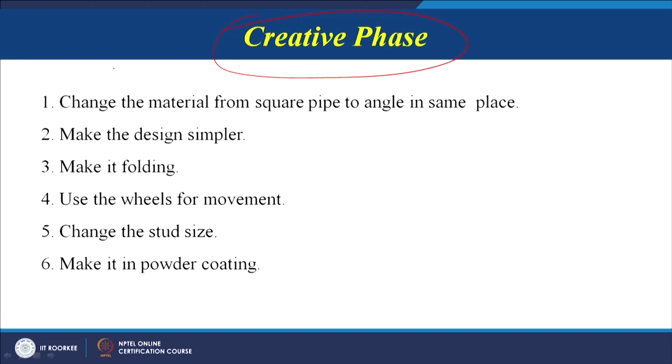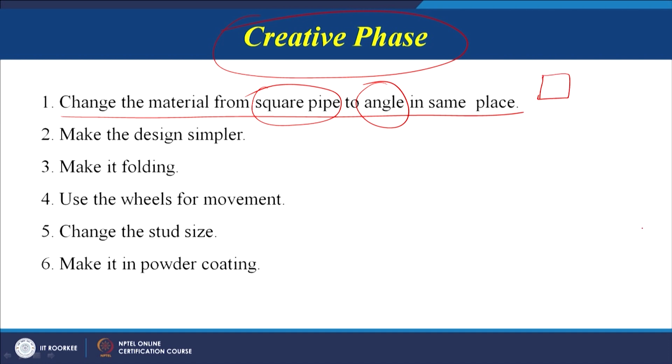Now using our creative team, we can create a large number of ideas. So the authors have suggested a large number of ideas. I will read these ideas for you. First is, change the material from a square pipe to an angle in same place. So it is suggested that we change the material from square pipe to an angle. At some places we may be using this cross section of the pipe, or a metallic pipe which is being used for making the frame.